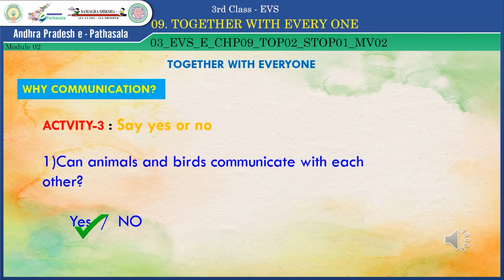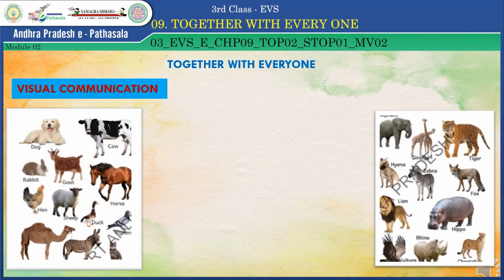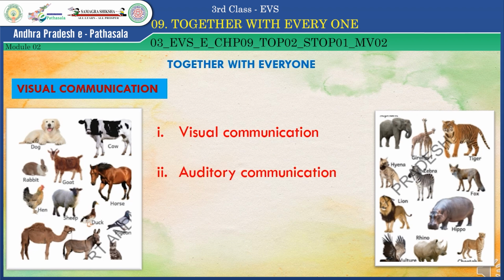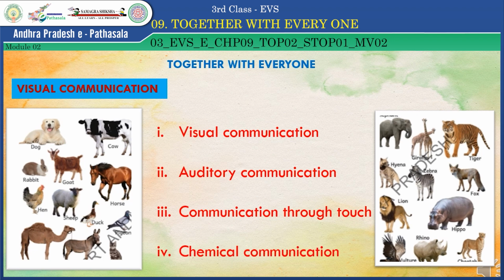Let's know about that. Children, birds and animals express their anger, affection, fear through different ways. Different animals communicate in different ways. They are visual communication, auditory communication, communication through touch, chemical communication. Let's know about visual communication.